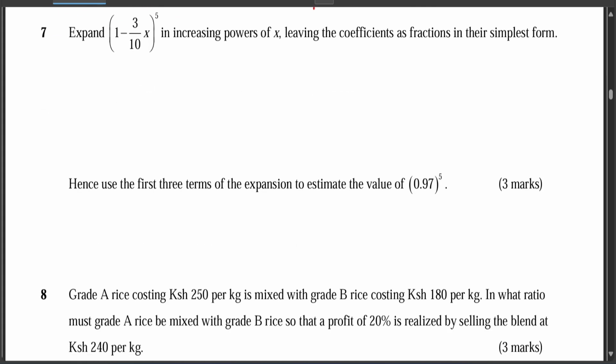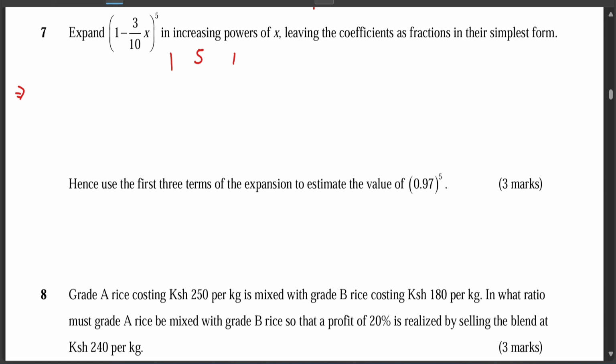Question 7 now. Expand 1 minus 3 over 10 x raised to power 5 in increasing powers of x, leaving the coefficients as fractions in their simplest form. So you can use your logarithm table, or you can use the calculator nCr, or you can create your own table. So for now, what I know is that coefficients for power 5 will be 1, 5, 10, 10, 5, 1. So let's start opening it up.